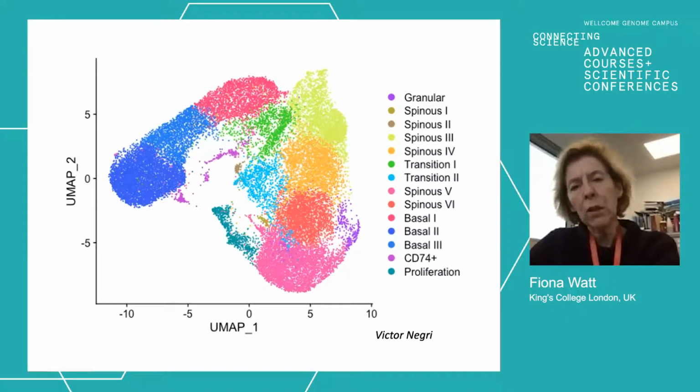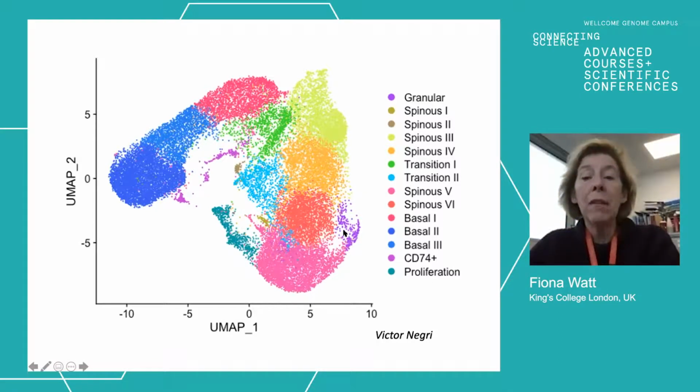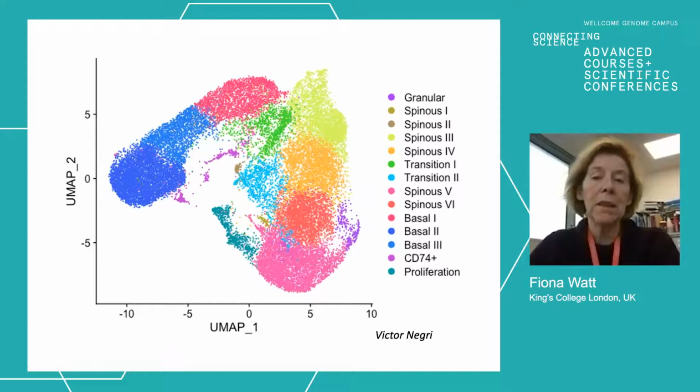You can see also that we can pull out different populations of cells in the spinous layers. Now, in terms of the granular layer, you can see a very small number of cells here. And this highlights something which is a caveat, not just for our work, but for all human cell atlas work. And that's to say that just because you have a low representation of granular cells in the map, that doesn't necessarily represent their true abundance in vivo.